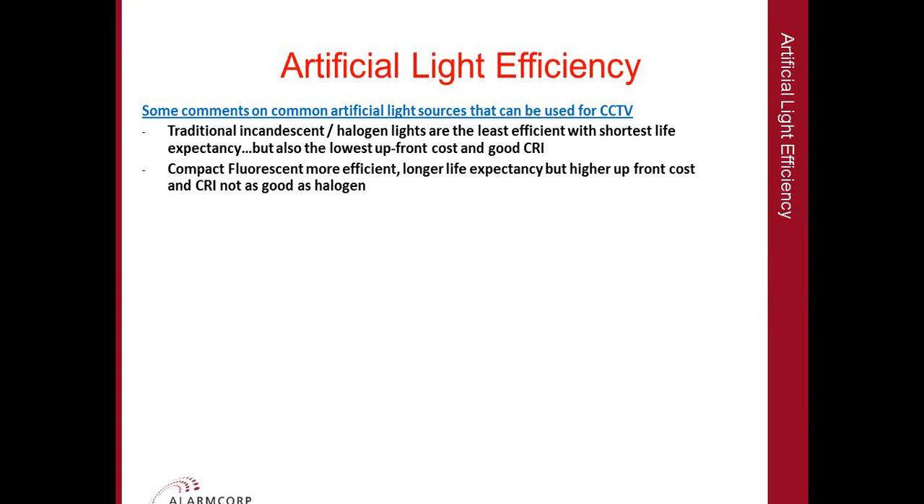Traditional incandescent or halogen light sources are least efficient with respect to energy usage, and they also have the shortest life, but they also have the lowest upfront costs, and as we saw earlier, they tend to have very good color rendering indexes. So they're very good from a color reproduction perspective. Compact fluorescent light bulbs are more efficient. They have longer life expectancy, but per bulb there is a higher upfront cost, and the CRI is still not quite as good as a halogen. However, with compact fluorescents, it's relatively easy to replace an incandescent light source with a compact fluoro.